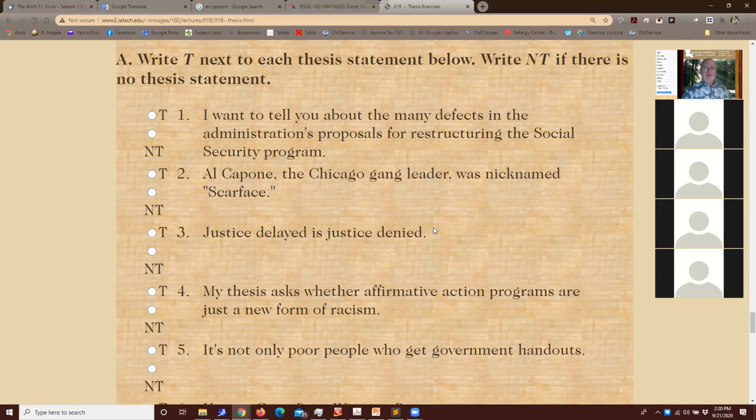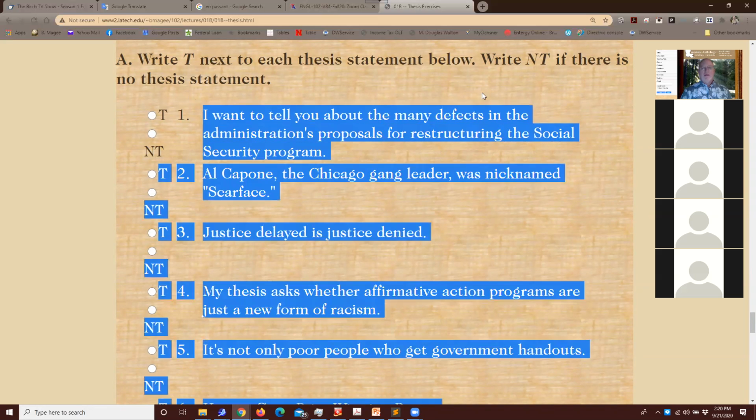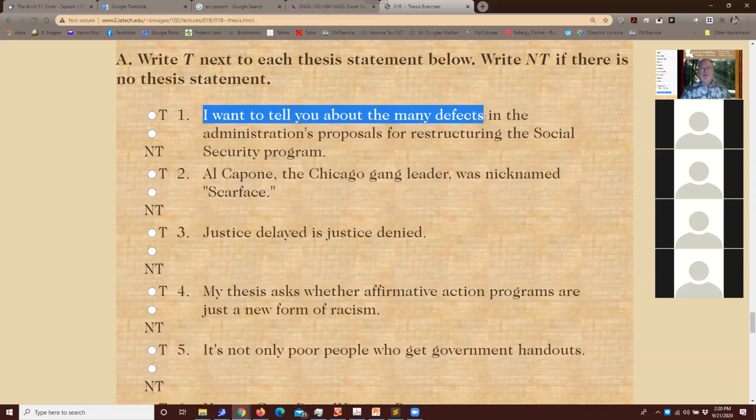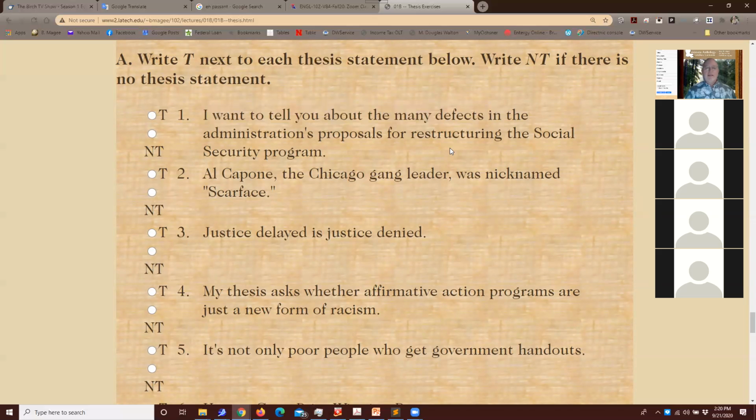And that is a bad thesis statement because it's just a declaration of what he's about to say. Right, what we call an announcement of the topic. "I want to tell you about" is always going to set you up to be poorly worded. So the content is fine, but you need to reword it: The administration's proposals for restructuring Social Security have many defects. So there's your opinion, but it's now been reworded.